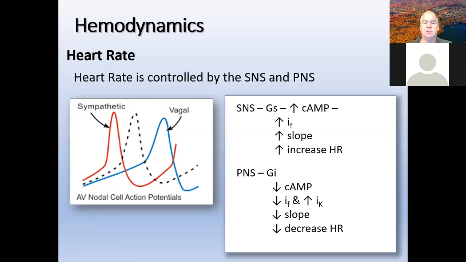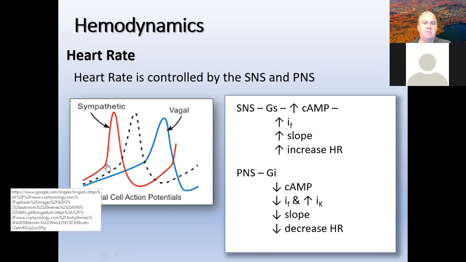It's increasing your potassium current, and at this slope, you've got the funny current depolarizing and the potassium current trying to keep it polarized. So if you increase that potassium current and decrease the funny current, you get a much longer depolarization before you hit that threshold and get an action potential.